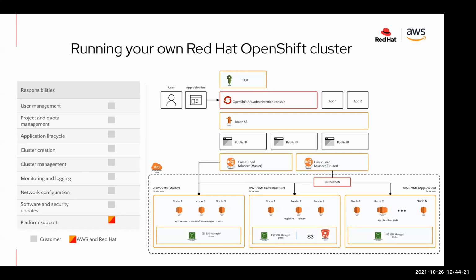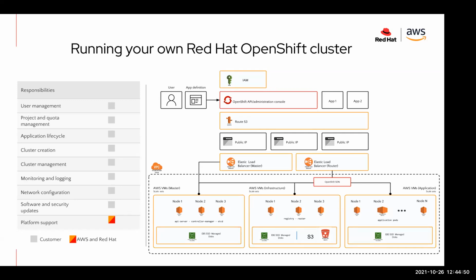Now that's not to say that this isn't feasible, right? We have plenty of customers who are running OpenShift on AWS infrastructure. This is just a really high level architecture diagram to run OpenShift, or OpenShift Container Platform, again the self-managed version, on AWS. You can see that really the only thing that's being managed by Red Hat and AWS is just the support piece, right?